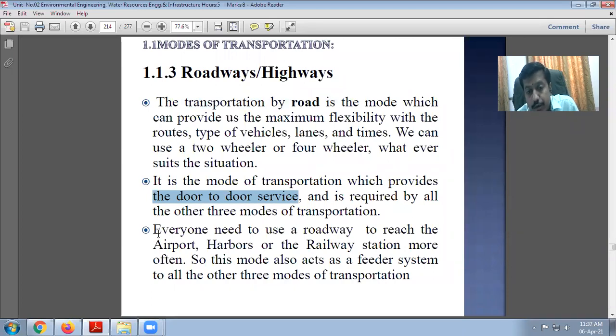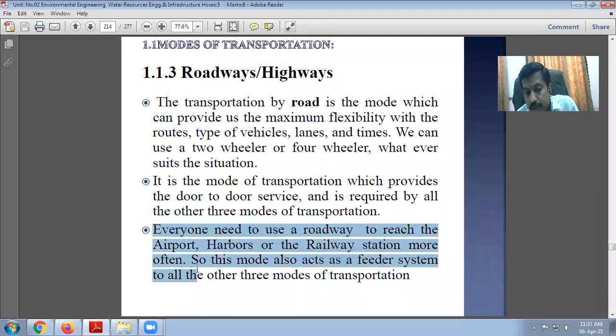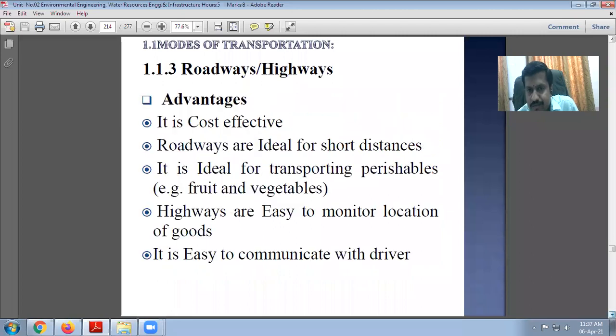Everyone needs to use roadways to reach the airports, harbors, and the railway stations. That is why this is the most important mode of transportation that we have, roadways. What are the advantages? It is cost effective. Roadways are ideal for the short distance. Yes, door-to-door service they are going to provide us. That is why these are ideal for the short distance. Then it is ideal for transporting perishable goods, like, as I told previously, fruits and vegetables. Then maintenance is also easy.